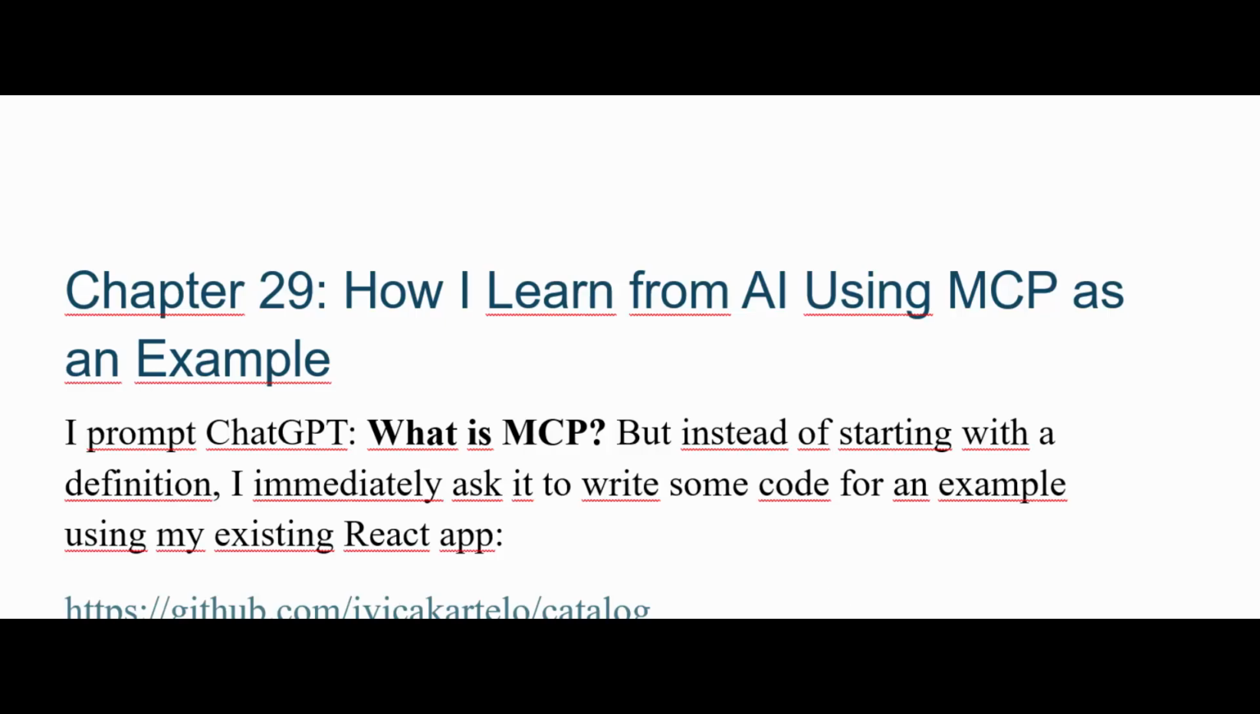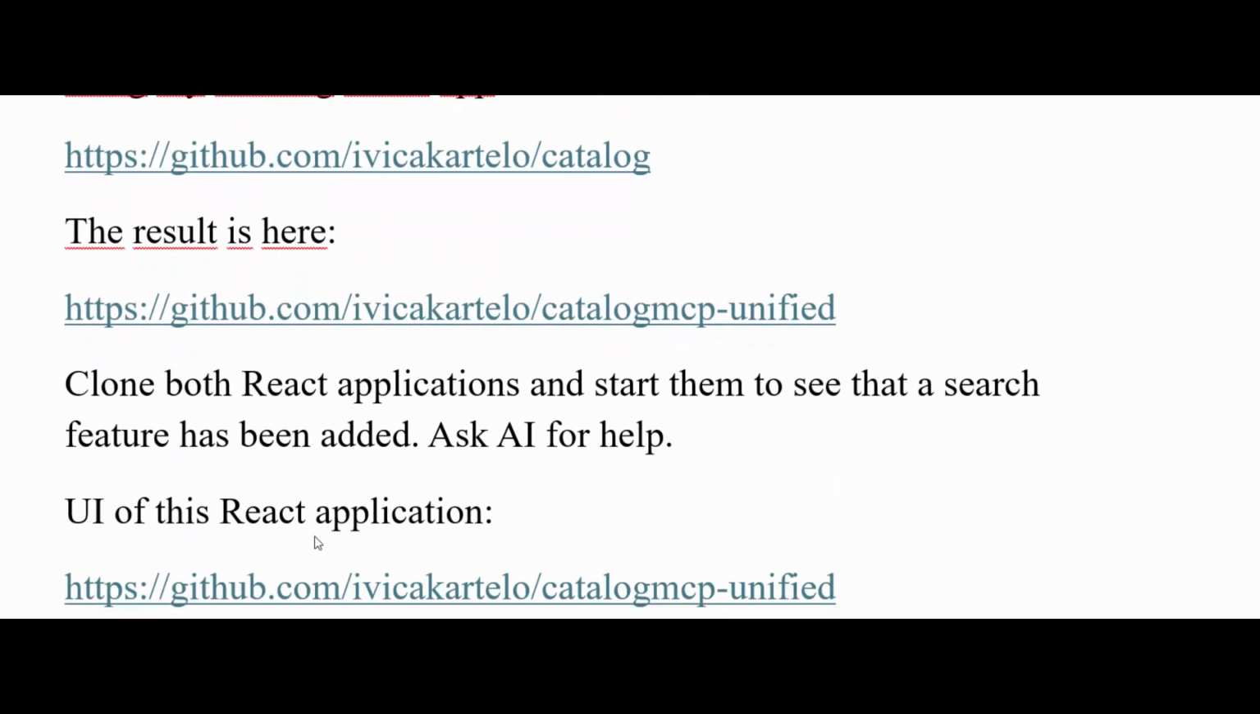I prompt ChatGPT, what is MCP? But instead of starting with the definition, I immediately ask it to write some code for an example using my existing React app. The result is here. Clone both React applications and start them to see that the search feature has been added.